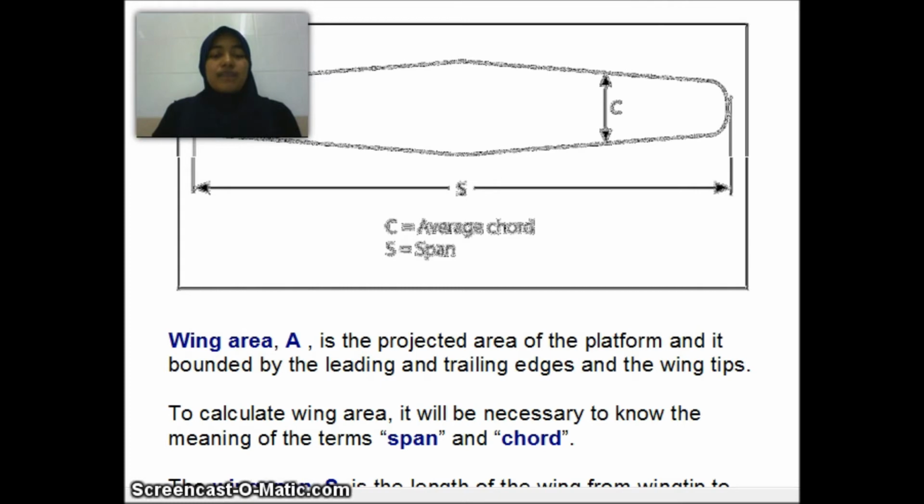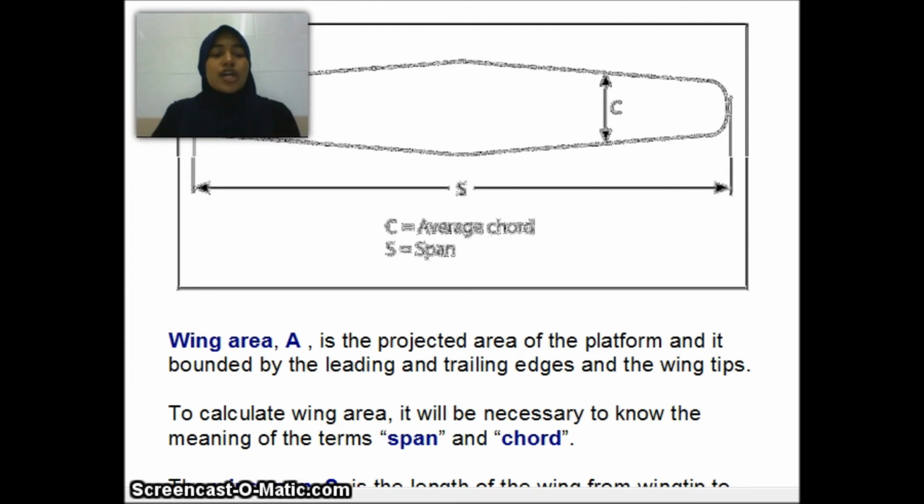Okay, wing area. Wing area is the projected area of the planform and is bounded by the leading and trailing edge and the wing tips. What is the leading edge and what is the trailing edge? Let me tell you. The leading edge is the upper side of the wing, while the trailing edge is the lower part of the wing, and the wing tips are the ends of the wing, here and also here. So it's simple to calculate the wing area. Just so simple, and it's finished.